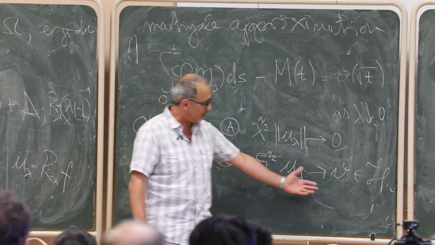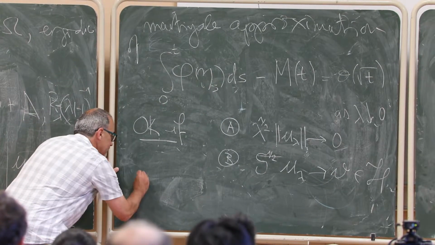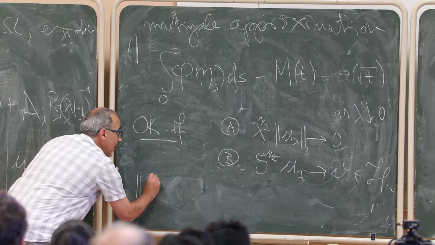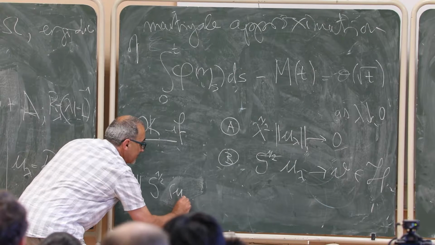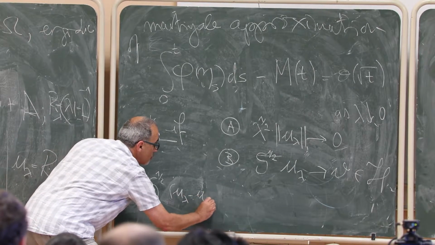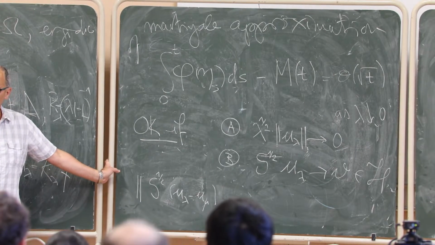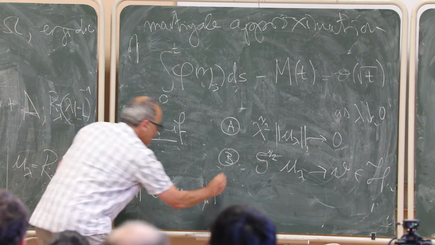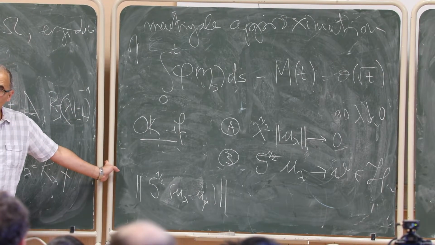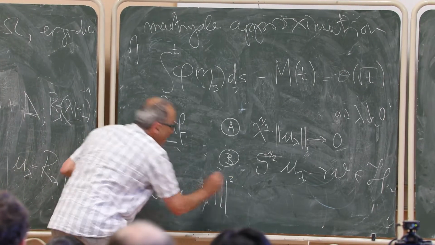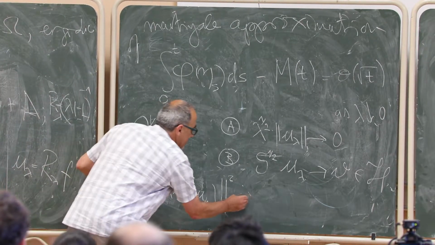This sequence must be Cauchy in the Hilbert space as lambda goes to 0. This means the following: the norm of S^{1/2} applied to u_lambda minus u_mu must go to 0 as lambda and mu go to 0. I write down the Cauchy condition now, right? I make it squared. This must go to 0.